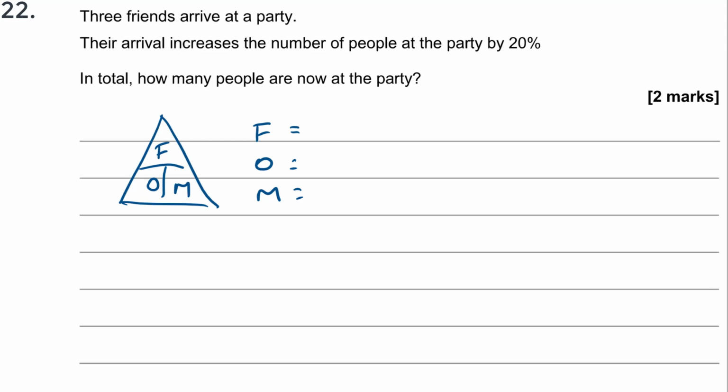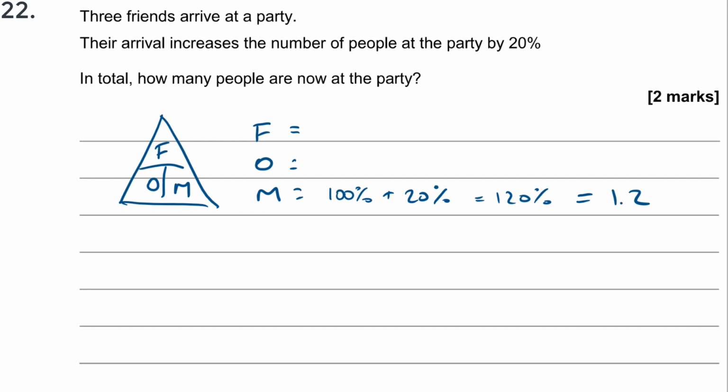Final is the value at the end. Original is the value at the beginning, and multiplier is the decimal version of the percentage that's been applied. Now this is a percentage increase, so the number at the party is going up by 20%. So 100% plus 20% is 120%, which is a multiplier of 1.2.